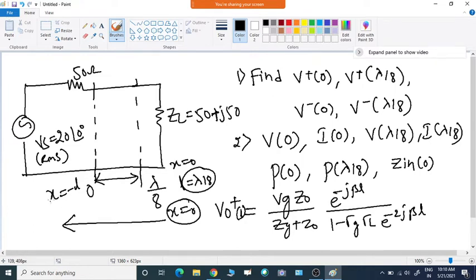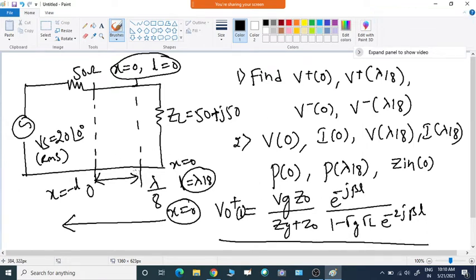If we are finding out at x equal to 0, we have to take the length as 0, because these are the equations which we derived by looking from the load side. And if we put x equal to lambda by 8, then L equals lambda by 8, so that is x equal to minus L, so we can take minus lambda by 8. Like that we have to substitute in these equations and get the result.